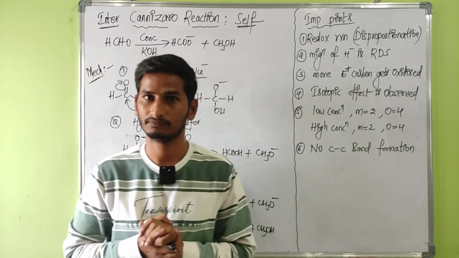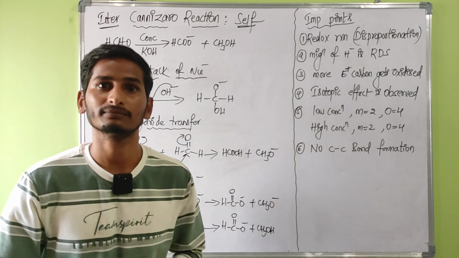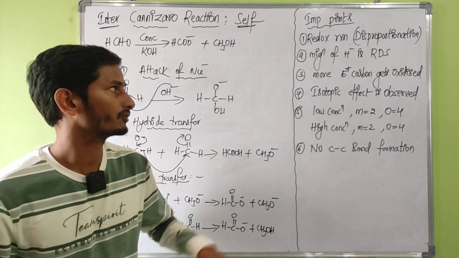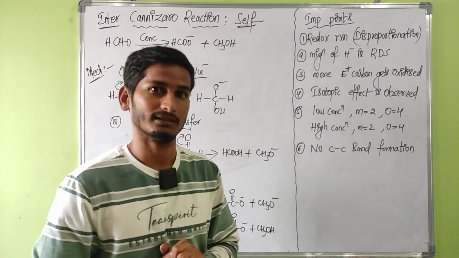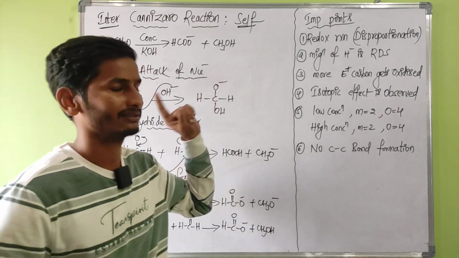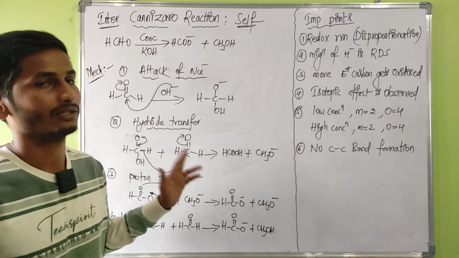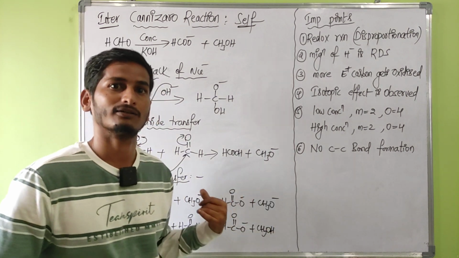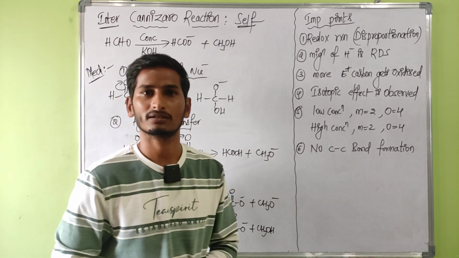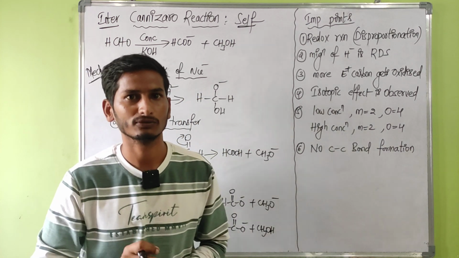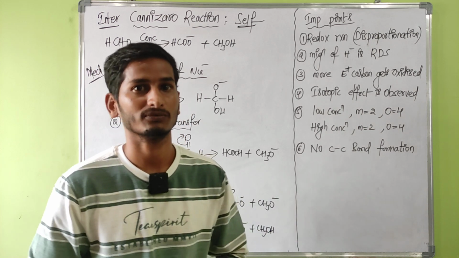Why do we need to? Because we haven't yet understood the mechanism 100%. By going through all these points, we will understand the mechanism 100%. Coming to the first point, it is a redox reaction. In the same reaction, one molecule undergoes oxidation and the other undergoes reduction, so we call it a redox. Now what do you mean by disproportionation? If the same molecule undergoes oxidation as well as reduction, we call it a disproportionation.